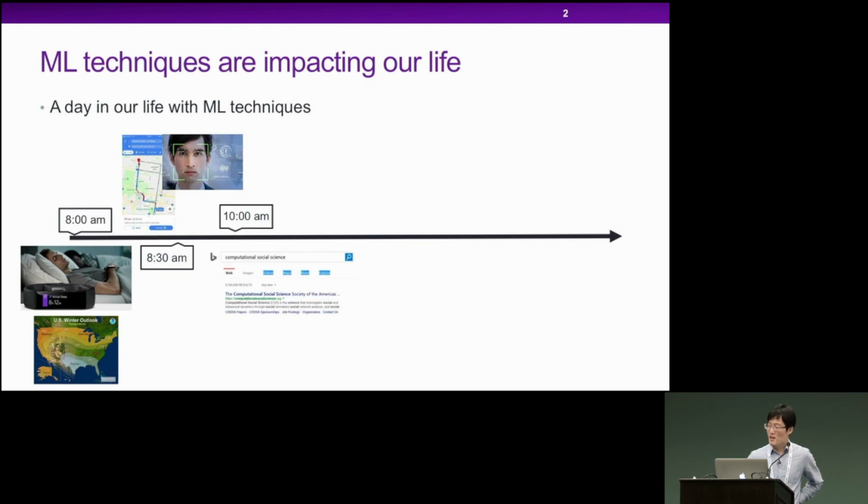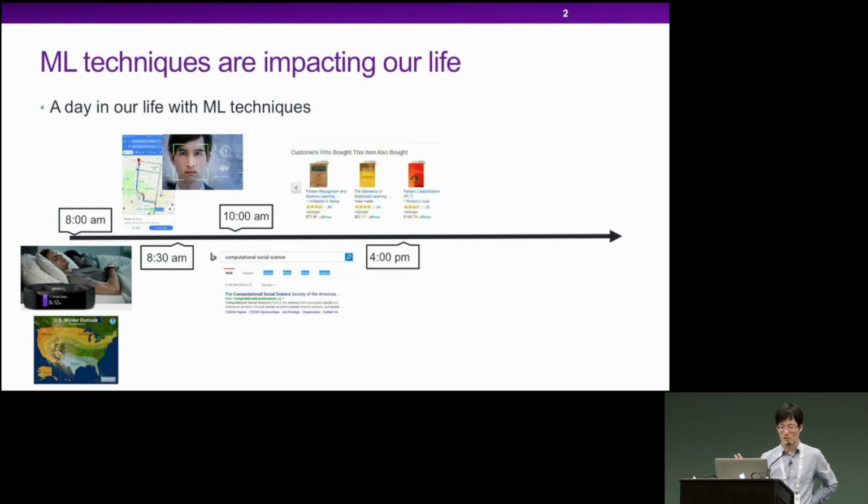And then at 10 a.m., you start to do some research, and recently you're interested in computational social science. So you just go to Google Scholar to search the article, and then there is a ranking problem there, right? This is a retrieval problem. This is also the learning. And then at 4 p.m., you think that, okay, I need to learn more things. And then you just go to Amazon to buy some new book. And then there is a recommendation engine to support this kind of service, right?